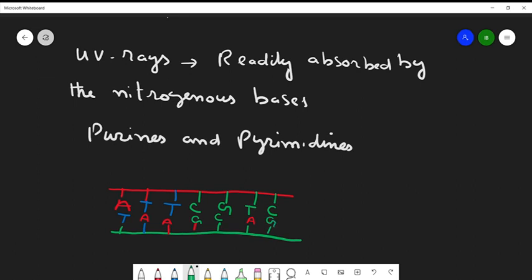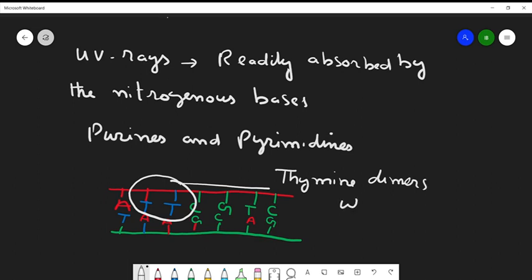So if ultraviolet rays are able to reach this DNA, then ultraviolet rays are readily absorbed by these pyrimidines, especially the thymine, and this results in formation of the intramolecular bond between the adjacent thymine residues, resulting in formation of thymine dimers. So these thymine dimers will be formed.